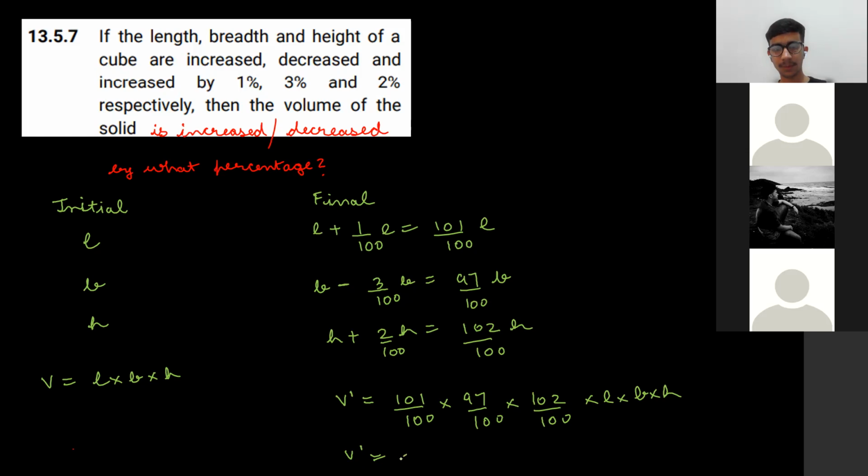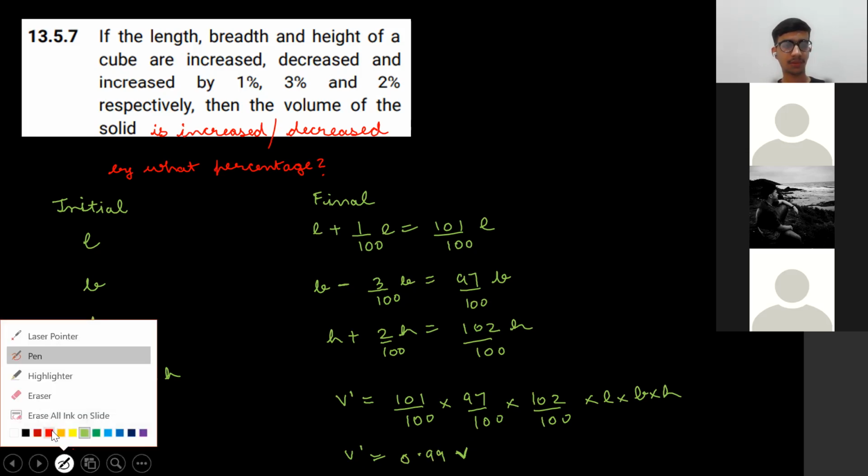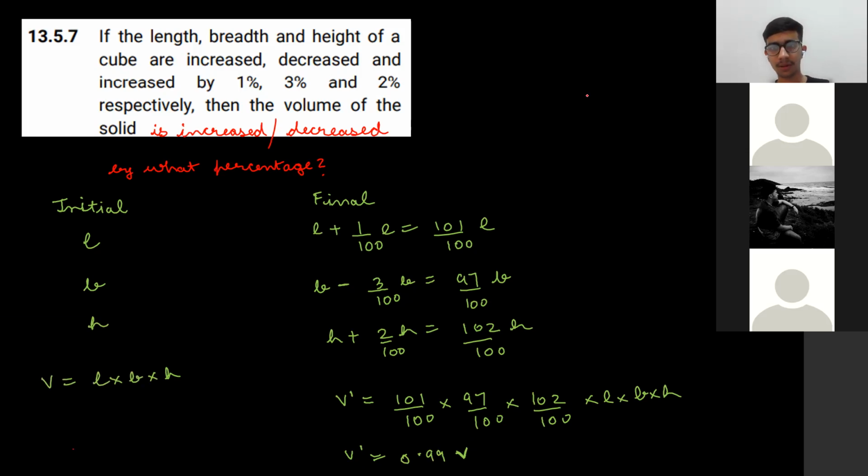So this comes approximately to 0.99 V. Okay. Let's calculate the percentage now. So V dash has actually decreased. So delta V or percentage change will be net change in volume divided by original volume into 100.